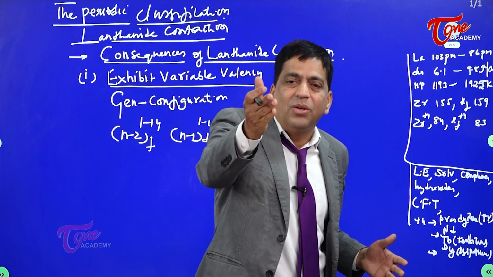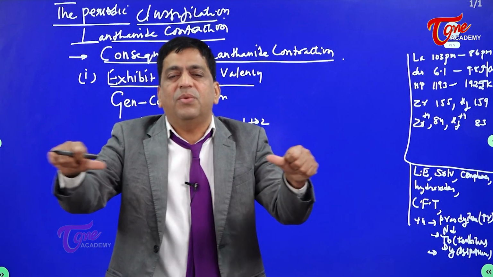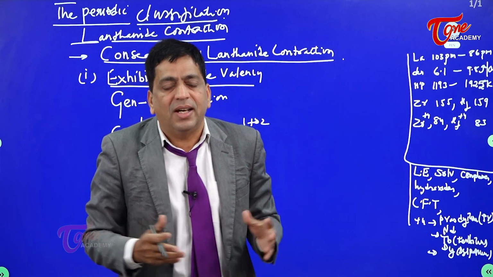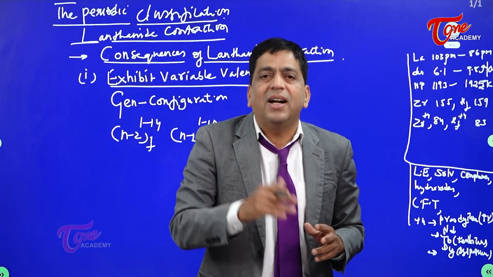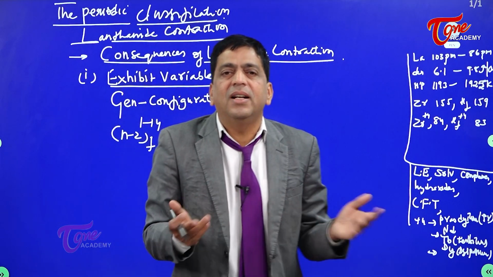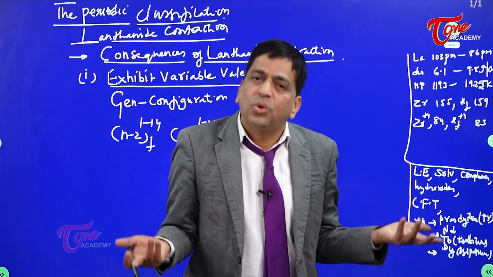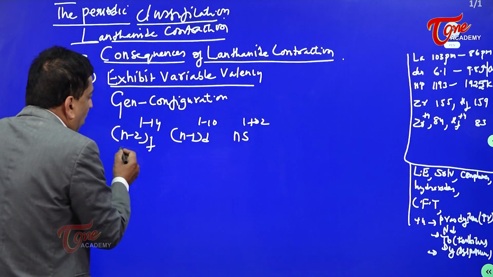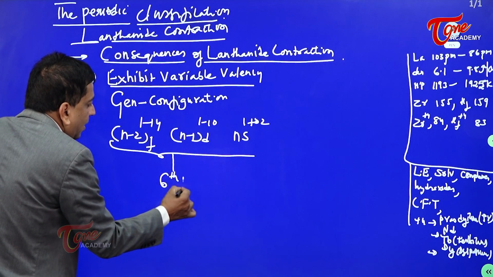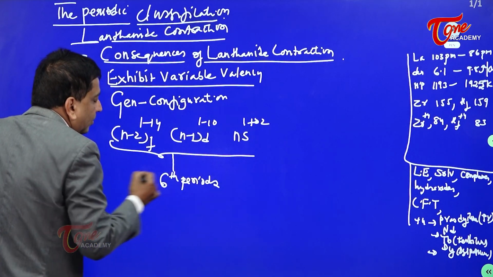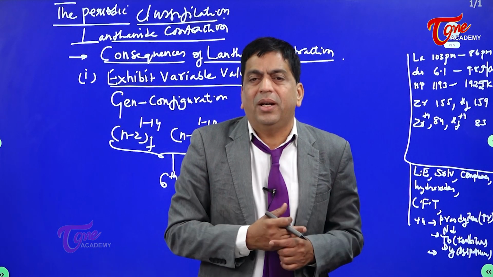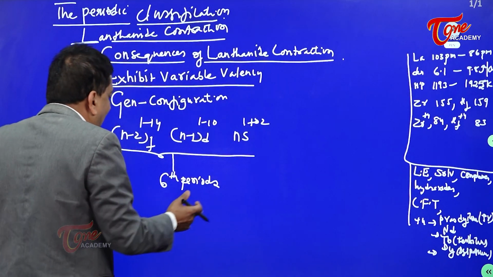When you are far away from the nucleus, the energy difference between the shells decreases. In fact, if you recollect Bohr's theory, the energy difference decreases and delta E basically tends to 0. These lanthanides belong to the 6th period. When it is the 6th period, the energy is very, very high.